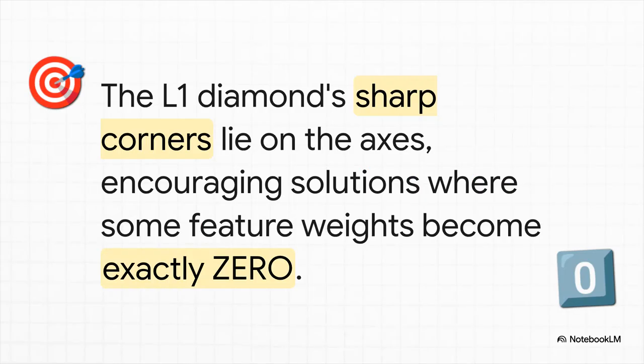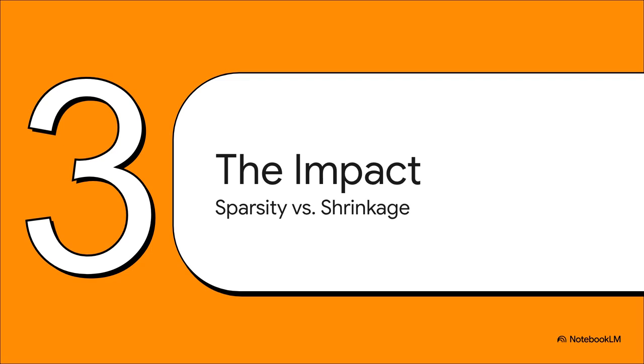Now, look really closely at that L1 diamond. Because it has these sharp corners that lie right on the axes, it is way more likely that the ellipses will hit one of those corners first. And what happens at that exact point? One of the feature weights, W1 or W2, becomes exactly 0. Poof, it's gone. The model has decided it's irrelevant. So that simple geometric difference leads to two totally different outcomes for our model's weights. And we call these effects sparsity versus shrinkage.